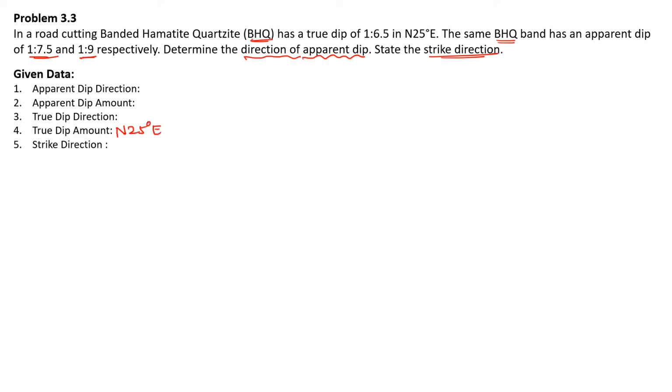25 degrees east. Sorry, I wrote it in the amount. They have given the direction as north 25 degrees east, and the amount as 1:6.5. In case of the apparent dip amount, they have given two amounts: 7.5 and another 1:9. So there will be two directions for this. Okay, let's see how to solve this problem.